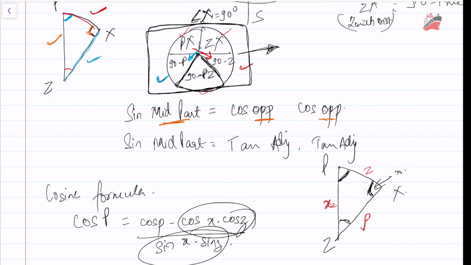This will be similar for all angles. So how to write this formula? You write whichever angle you get first, like cos of P. So you write cos of small p minus the remaining two sides, divided by sine of the remaining two sides. This will be the same, instead of cos you write sine.